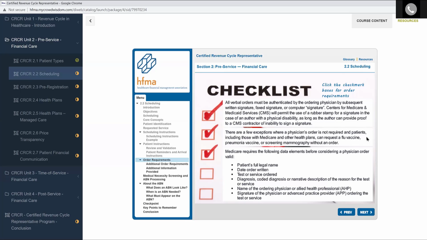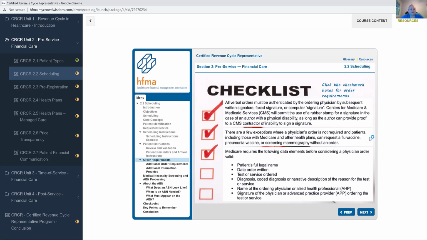And then here's a list of what Medicare requires in relation to data elements before considering a physician order valid. And again, this may be a question: what is an element or what is not an element that needs to be on an order. So it's your patient's full legal name, the date it was written, the test, the diagnosis, the name of the ordering physician or allied health professional, and then the signature of the physician.